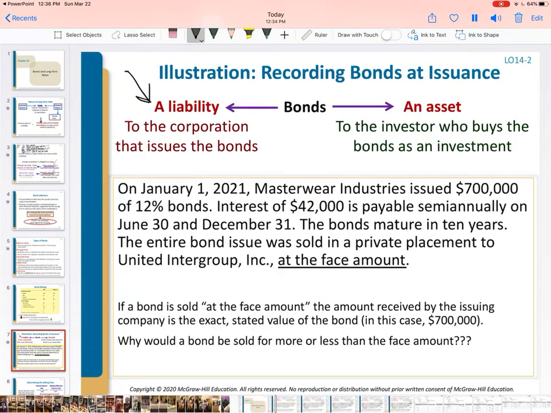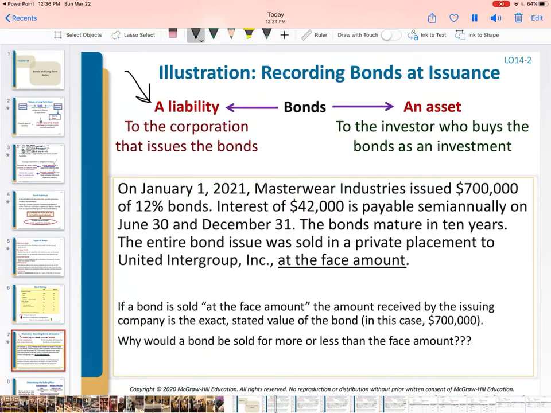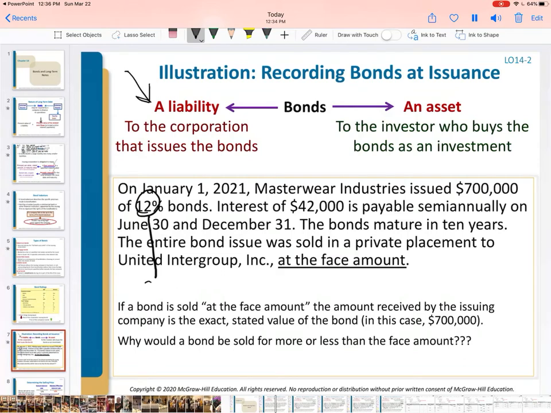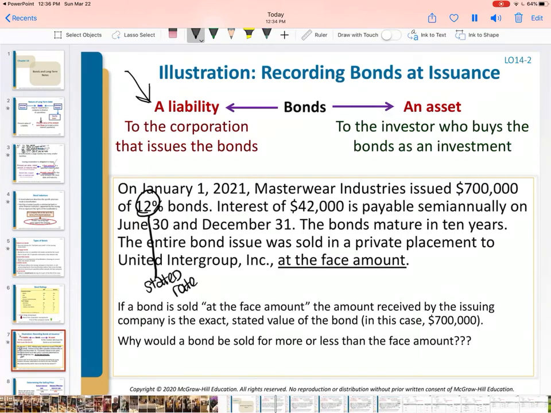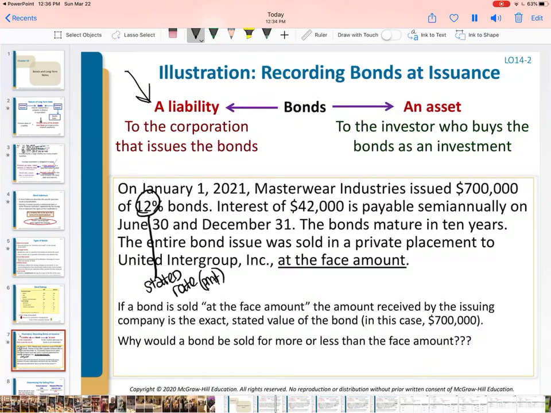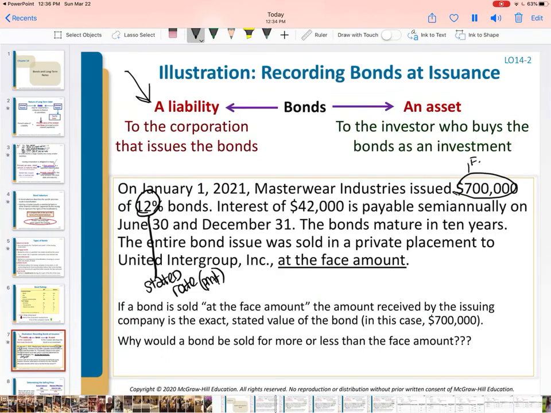Okay, so January 1, we have a company that issued $700,000 of 12% bonds. So 12% is our stated rate of interest. We can start by labeling these items as we walk our way through it. So that's our stated rate. That's what we're going to use to calculate the payment that is owed. $700,000, that's the face amount. So that's our future value.